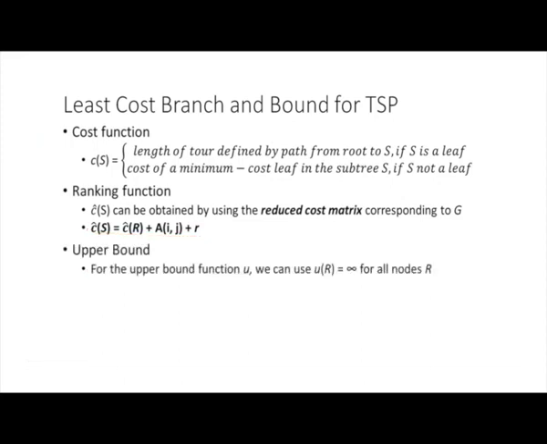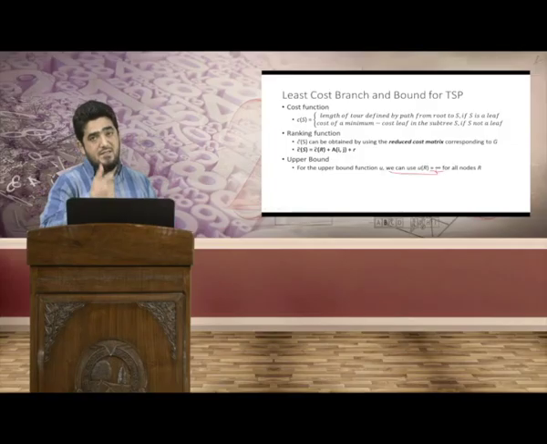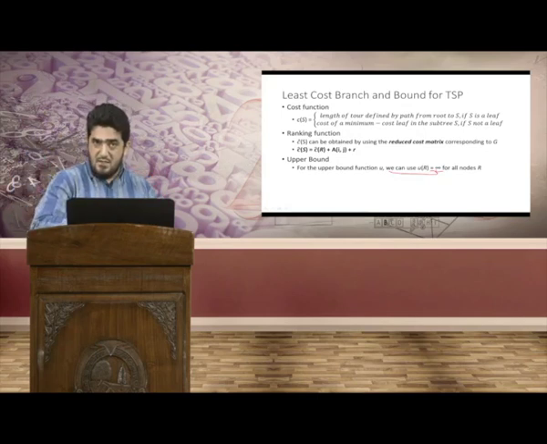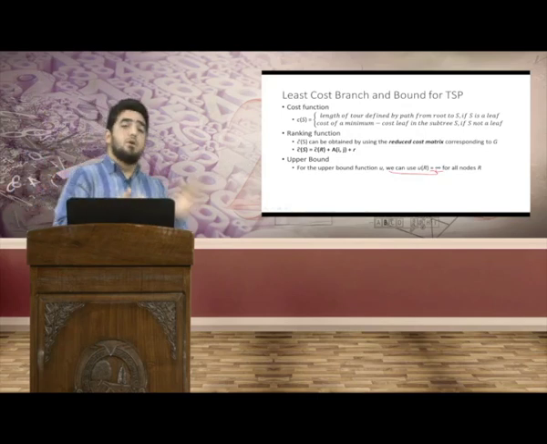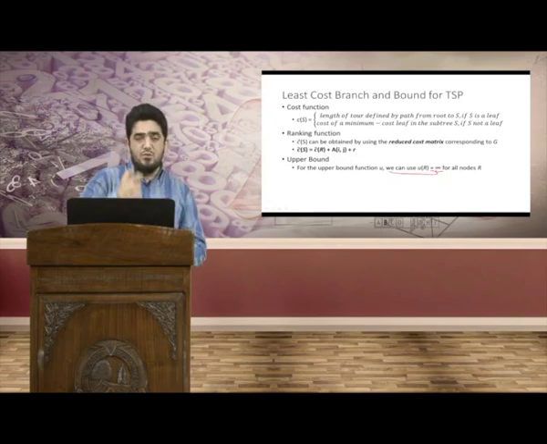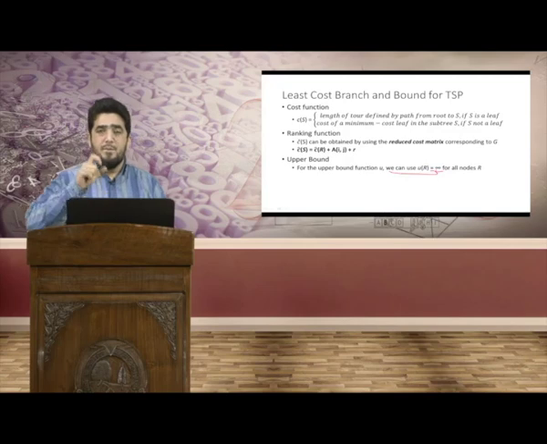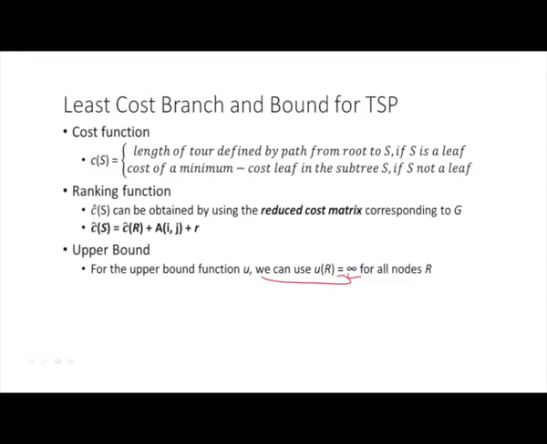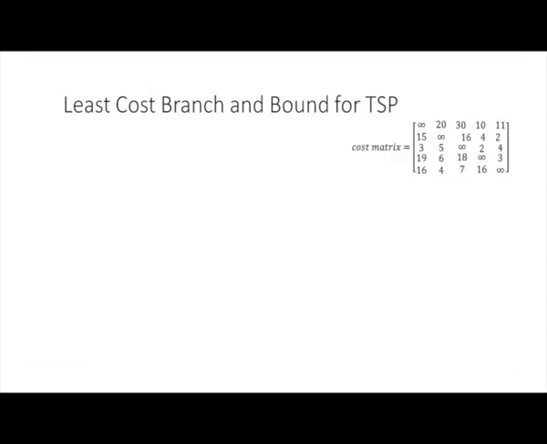Now, for the sake of simplicity, we will use the upper bound of a node R to be equal to infinity for all nodes. R here is an intermediate node. So for all intermediate nodes, we will assume that the upper bound is equal to infinity. But as soon as we reach a leaf node, we will use that C cap value for upper. As I said, for a leaf node, the cost is equal to the C cap value, and as soon as we reach a leaf node, we will save that value as upper. For the remaining intermediate nodes, we'll use upper as infinity. It will be more clear in a moment as we illustrate that.